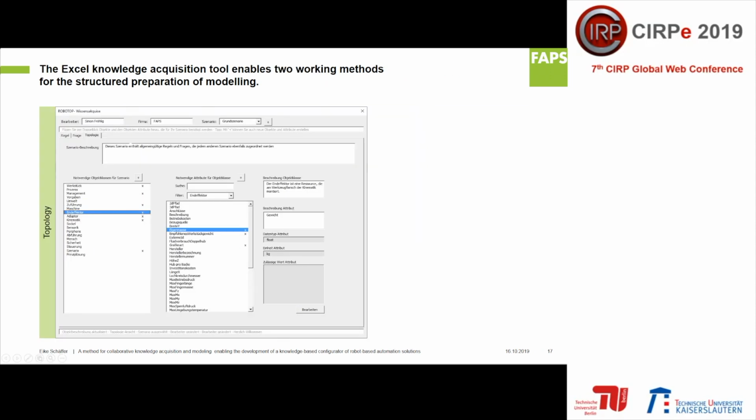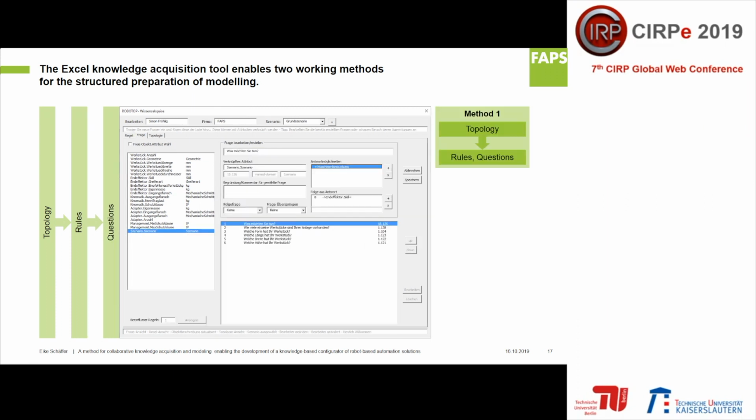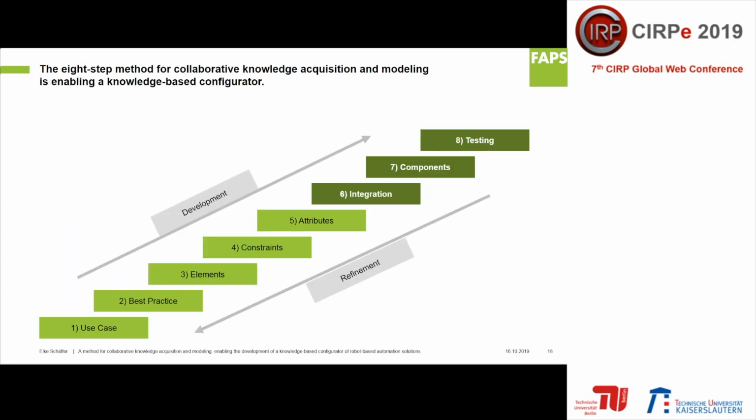Based on existing topological elements and their attributes, rules can be formulated and connected to queries. So there are two ways. One, you start with the existing topology and formulate rules and queries, or no topology is existing, then you first formulate rules and questions and use them to build up a topology. The tool supports the structured collection of scenario, objects, attributes, rules, and questions. The last three steps of the method address the integration and implementation in a configuration framework.